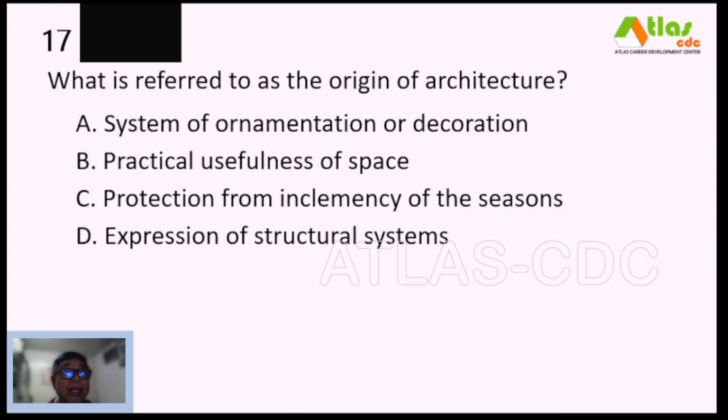Number 17. What is referred to as the origin of architecture? A. System of ornamentation or decoration. B. Practical usefulness of space. C. Protection from inclemency of the seasons. And D. Expression of structural systems.